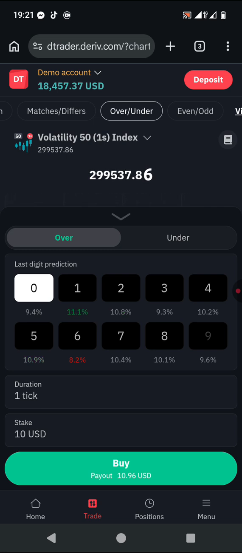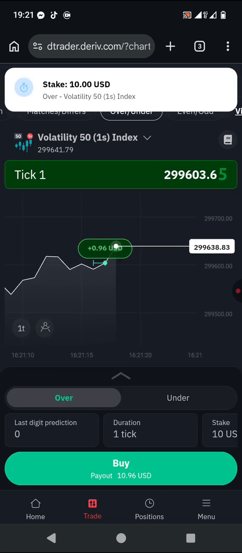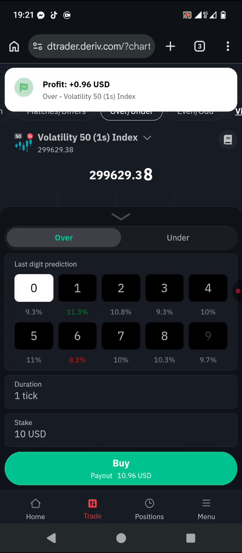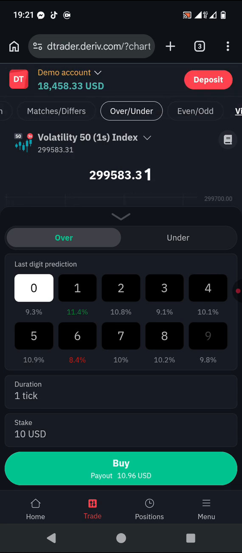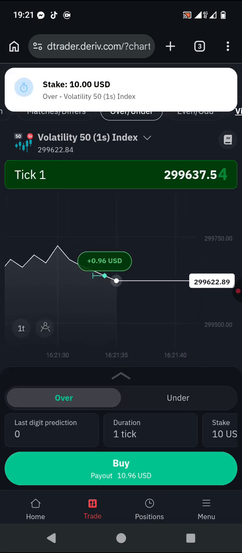So let's wait again and see. Let's wait, be patient, like that. That is a win, you see. Let's take another trade and see. Let's wait for digit 0 to appear. Wait, and now that is a win.